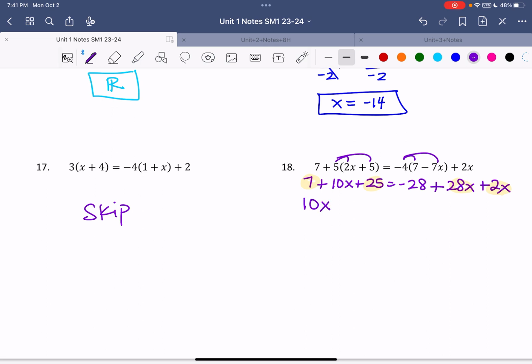I usually put my variables first. So here we would have 10x plus 32 equals 28. Nope, how about 30x? Thank you. Having a hard time keeping those x's together on that side for some reason.